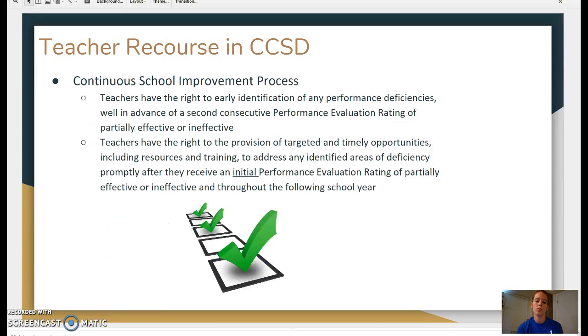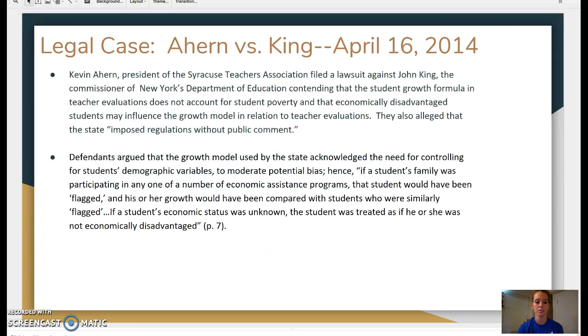As far as why and what teachers have rights to, they have the right to early identification of performance deficiencies, well in advance of their second consecutive rating of partially effective or ineffective. And that is something that a teacher could bring a lawsuit about. Teachers also have the right to targeted and timely opportunities, including resources and training, to address those areas of deficiency, promptly after they receive their first performance evaluation of partially effective or ineffective. And that can factor into the appeals process as well.